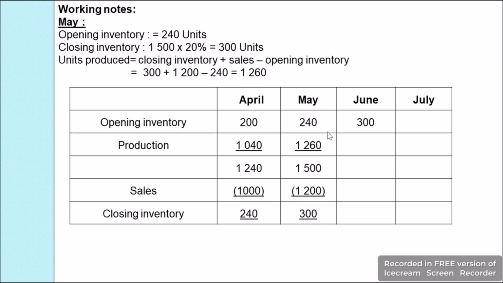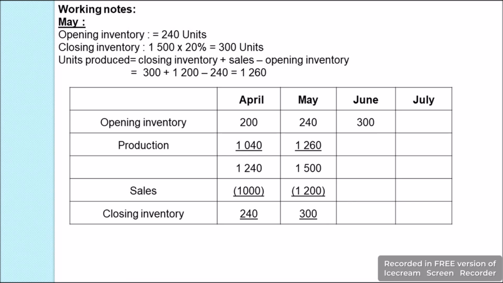Now we will make the production budget. We have already mentioned 240 as the opening inventory for May. Then we will add the units to be produced, 1260. When we add these two, we get the total as 1500, and from here we subtract the sales, because this will lead to an outflow of the units. So 1200 will be subtracted. We will get the closing inventory as 300 units. This is the closing inventory for the month of May, and this will be the opening inventory for the month of June.